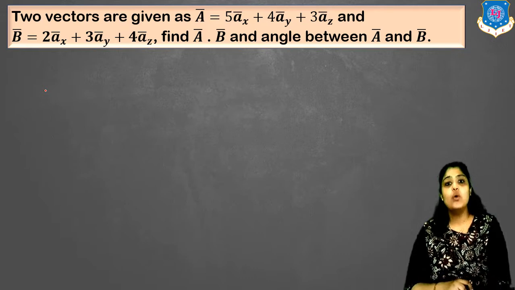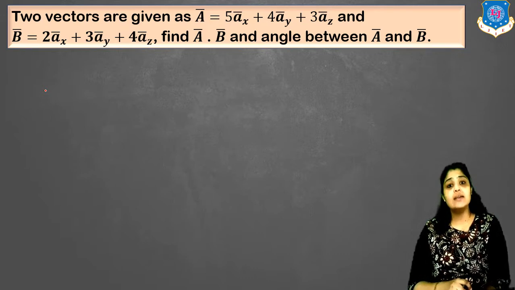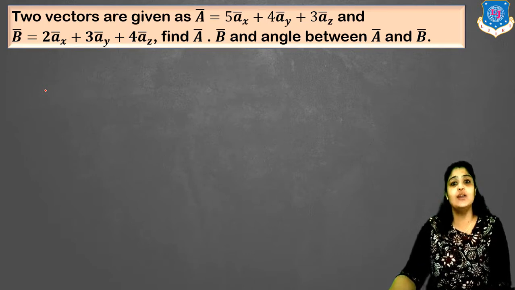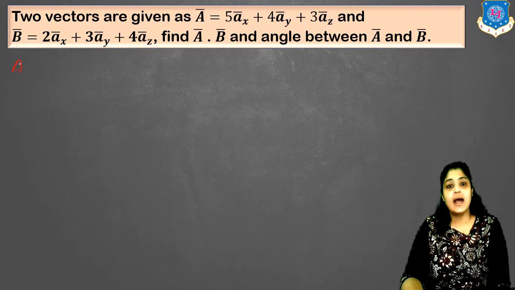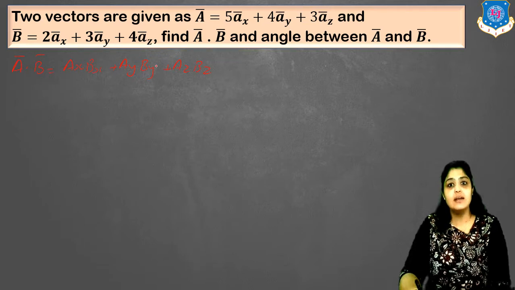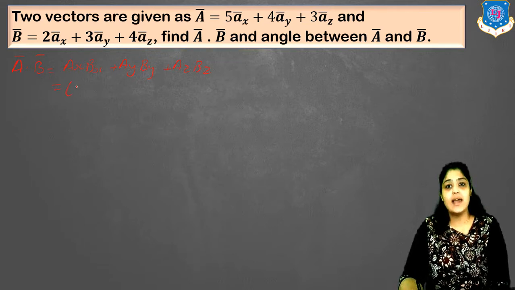Now in this numerical, what do you mean by ax, ay, az? Ax, ay, az are known as unit vectors in the positive x, y and z directions respectively. Let's start with a dot b. I know that I have two vectors, a dot b. I can write it as ax bx plus ay by plus az bz. So I have 5 into 2 plus 4 into 3 plus 3 into 4. So the answer is 34.